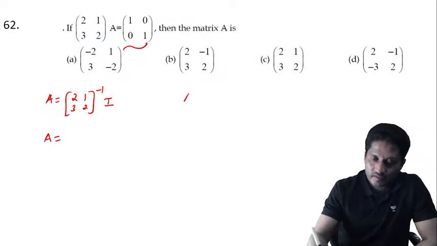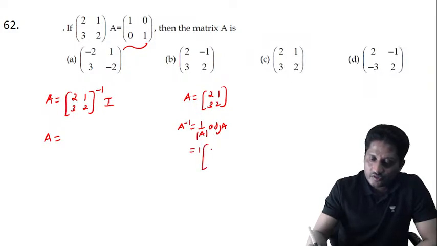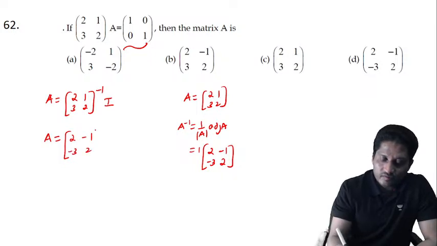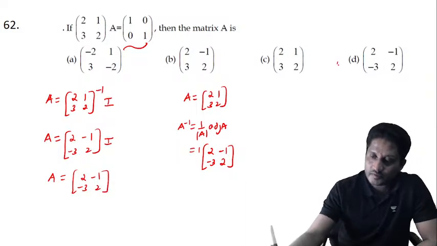If I find out A inverse, 2 1 3 2 I'll take. A inverse is equal to 1 by determinant A into adjoint A. Determinant A is anyways 1. Adjoint is interchange the diagonal elements, change the sign of other elements. So this is 2 minus 1 minus 3 2 into I. Right, you get back the same thing. So this is 2 minus 1 minus 3 and 2. That is last option D.